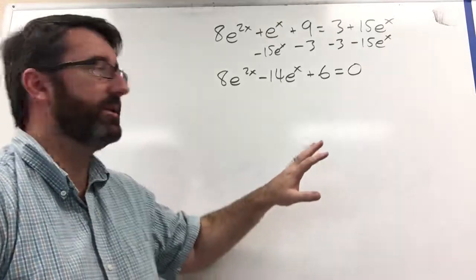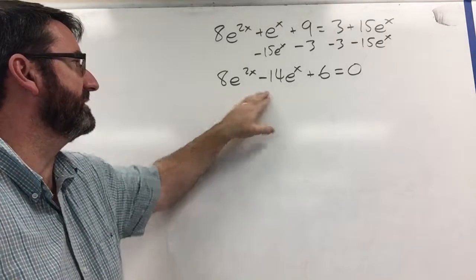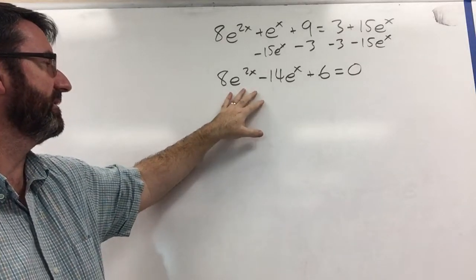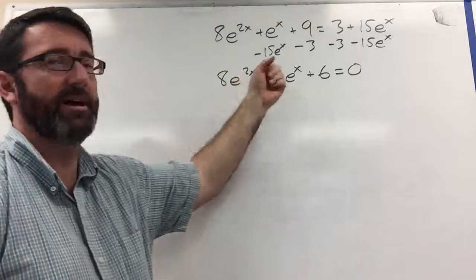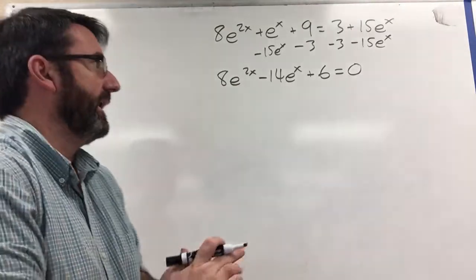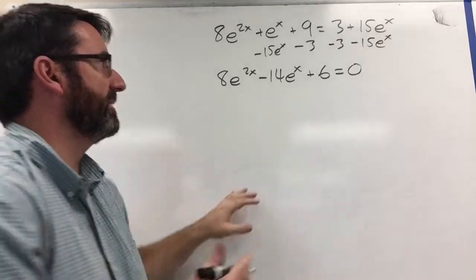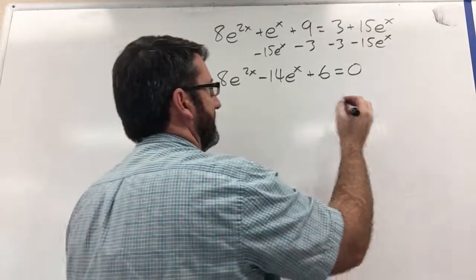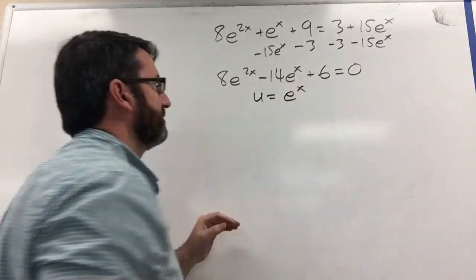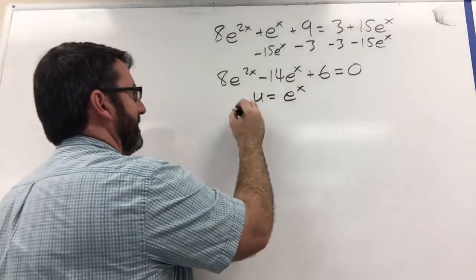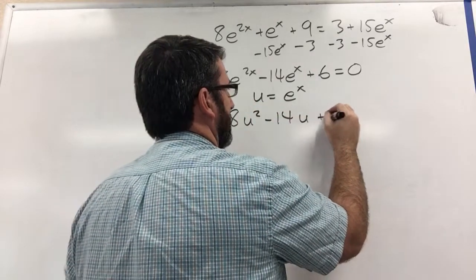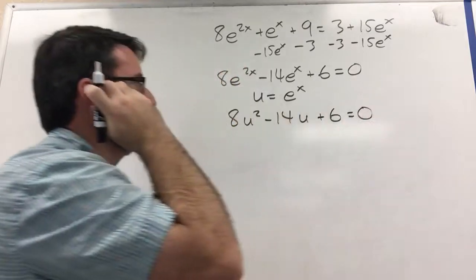All right, so at this point, we can see that this is a quadratic function, but it would really be helpful if we didn't have these e to the x's in here, if we had some other variable. And so here we're going to use our u substitution. We're going to say, let's let u be equal to e to the x. And then when we plug that in, we get 8u squared minus 14u plus 6 equals 0.